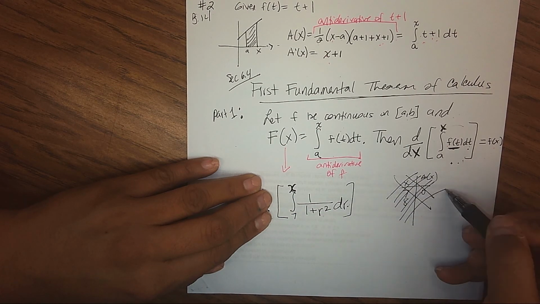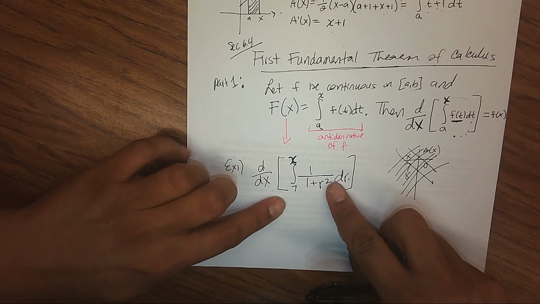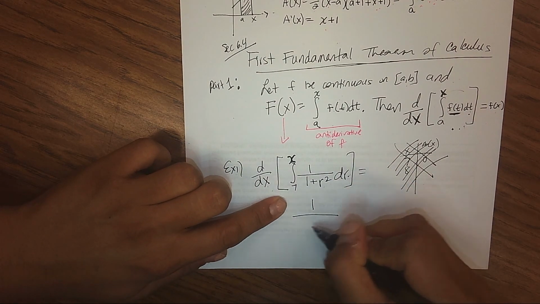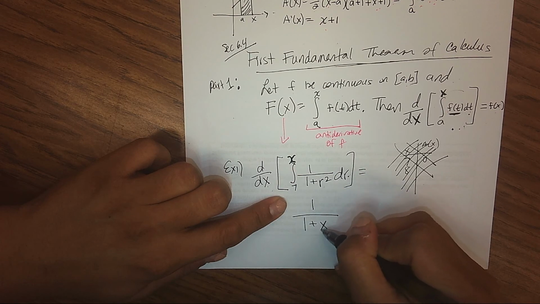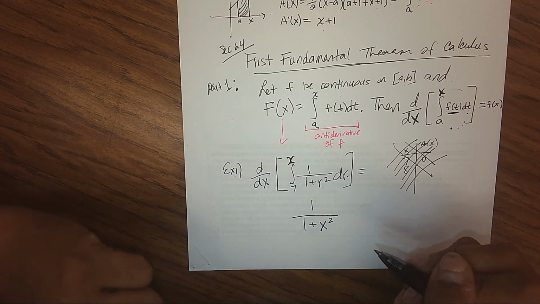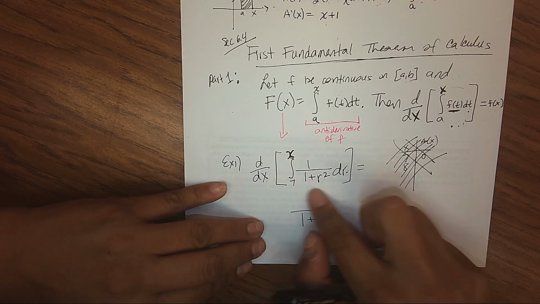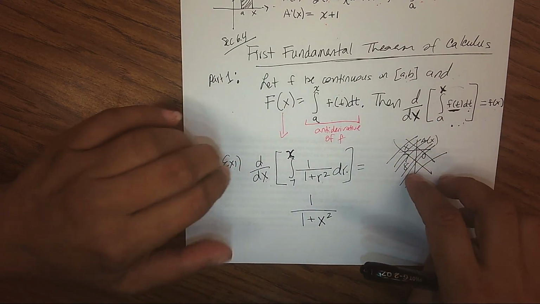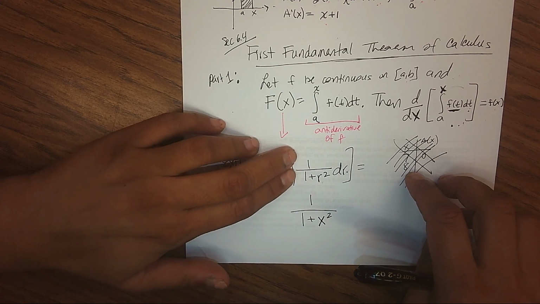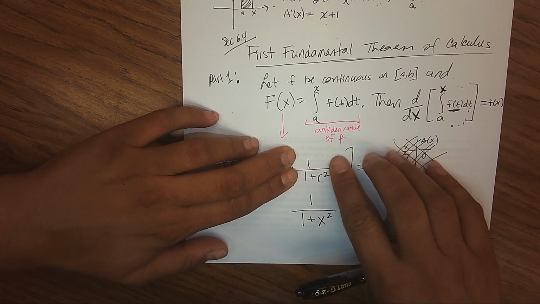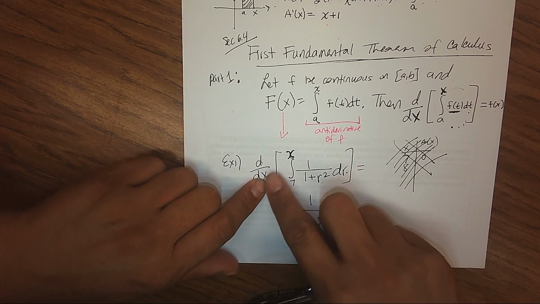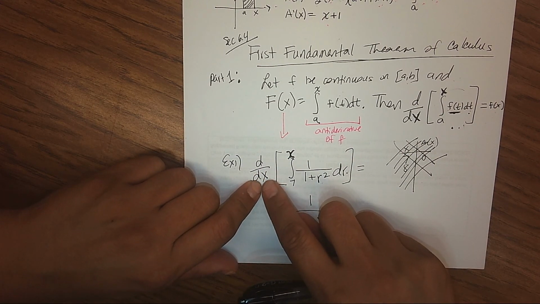We know that when I take the derivative of this, it's just going to equal 1 over 1 plus x squared, and that's it. Because this represents the antiderivative, when I take the derivative of the antiderivative, poof, everything disappears. The derivative sign disappears, the integral disappears, the dr disappears. It's just the integrand, but it's made up of x because this derivative was in terms of x.